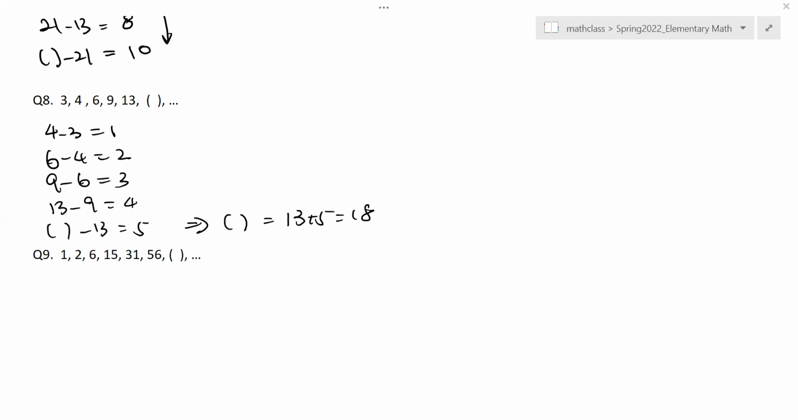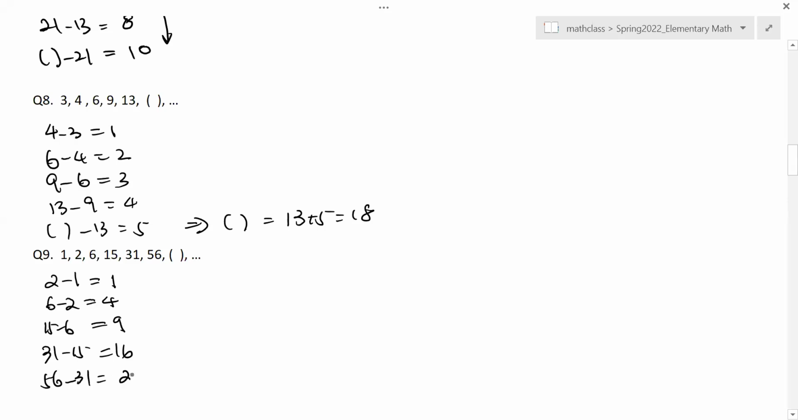Let me show you how to do it. First of all, I always try to take the difference of two consecutive terms. 6 minus 2 is 4. 15 minus 6 is 9. 31 minus 15 is 16. And 56 minus 31 equals 25.